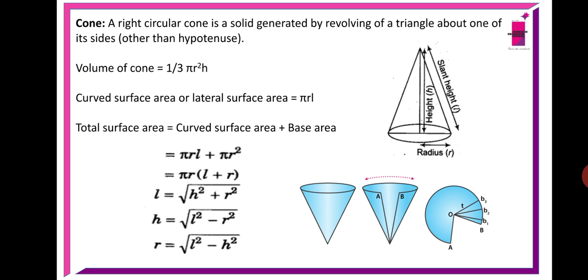If height and radius are given, you can find the slant height using this formula. Similarly, if slant height and radius are given, you can find the height by h equals under root of l square minus r square. And if slant height and height are given, you can find the radius by r equals under root of l square minus h square.